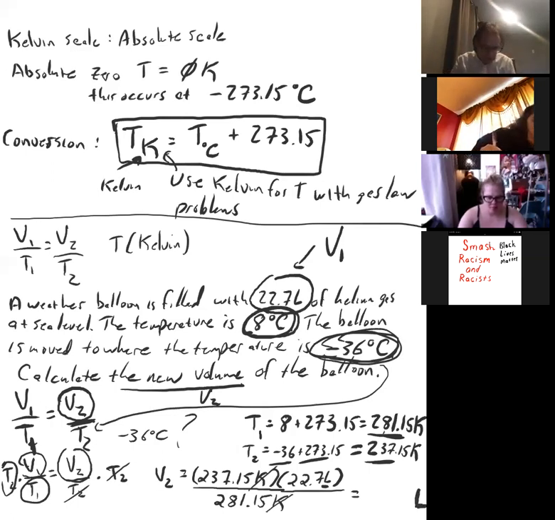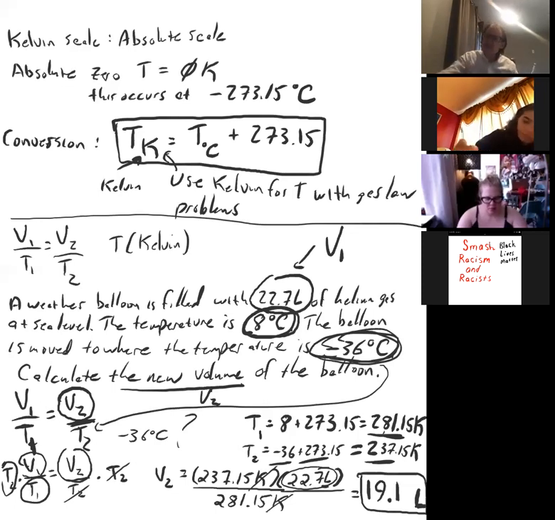So 237.15 times 22.7 over 281.15. I'm going to round it to three sig figs, because this one only has three. So that would be 19.1 liters.